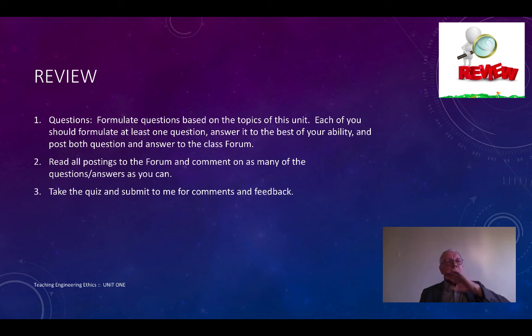Then finally, when you've done this, and not until you've done this, take the quiz that you'll find and send it in to me for comments and feedback. I will give feedback to each and every one of you with some reaction indicating whether or not I think you got the point. So that will be a two-way street for you.